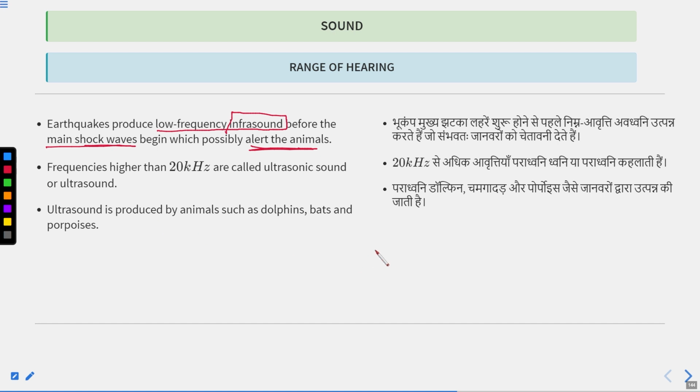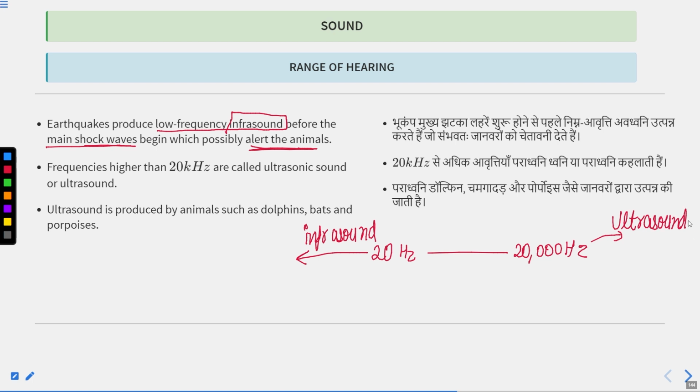So we have currently learned about the hearing range. 20 hertz to 20,000 hertz is our hearing range. Less than 20 hertz is infrasound, and higher than 20,000 hertz is known as ultrasound. Frequencies greater than 20,000 hertz are called ultrasonic frequency, or ultrasound. Ultrasound is produced by some animals like dolphins, bats, and porpoises. These are examples of animals which produce ultrasound frequency.